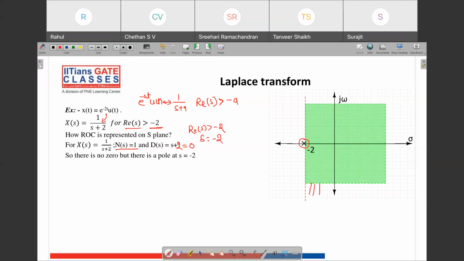Actually this green highlight will even go below this line, but since I have a limitation in drawing the green line, I have just put it till here. It will go all the way till infinity in this direction, and in this direction also, but on the left side it will have a limit at this point. It will not go beyond the left of this vertical line. So this is the region of convergence of this Laplace transform.